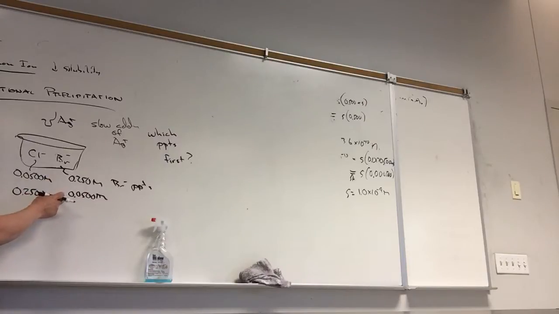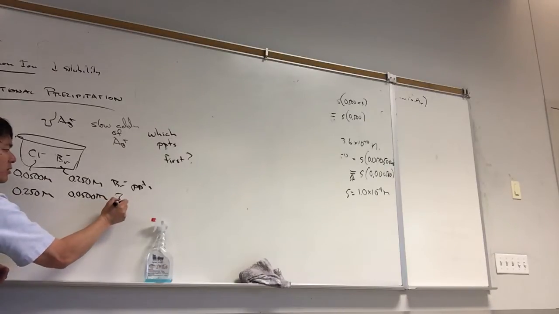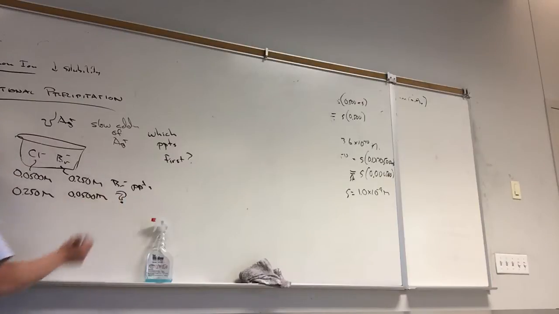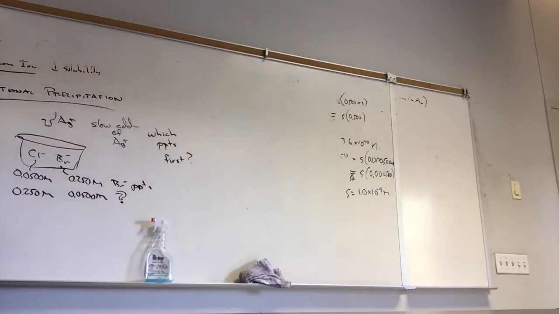Less common ion makes it more soluble than more common ion. The more common ion we have, the less soluble it becomes, right? And so this one is really a question mark. I don't know which one precipitates first. And so in general, you can't just see it right off. Then what we'll do is we'll just do a calculation. Which one precipitates first?